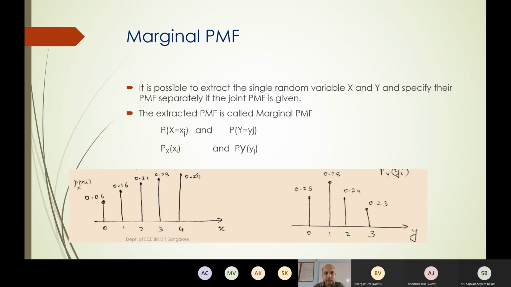So doing that, you are able to extract back the marginal PMF. Marginal PMF, in other words, is another technical word or nomenclature for a single random variable. You've extracted out the single random variable from the joint random variable (X, Y), the probability mass function of it.